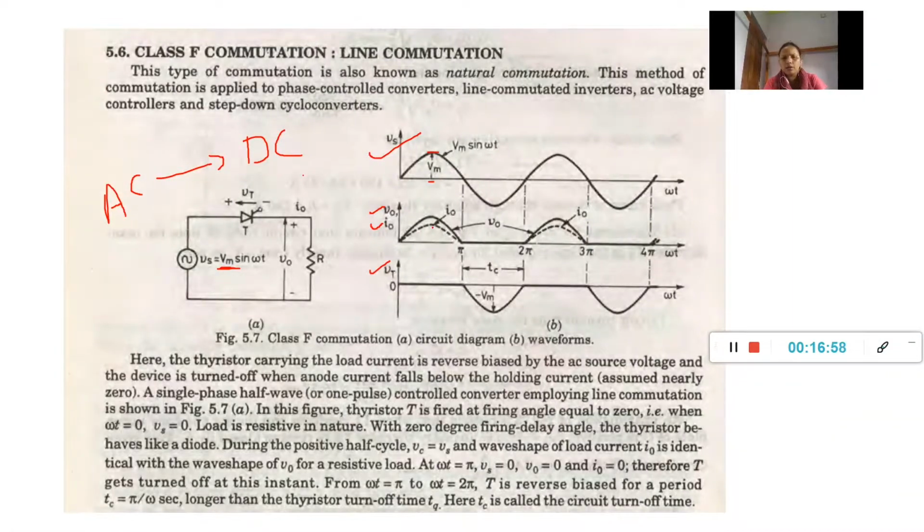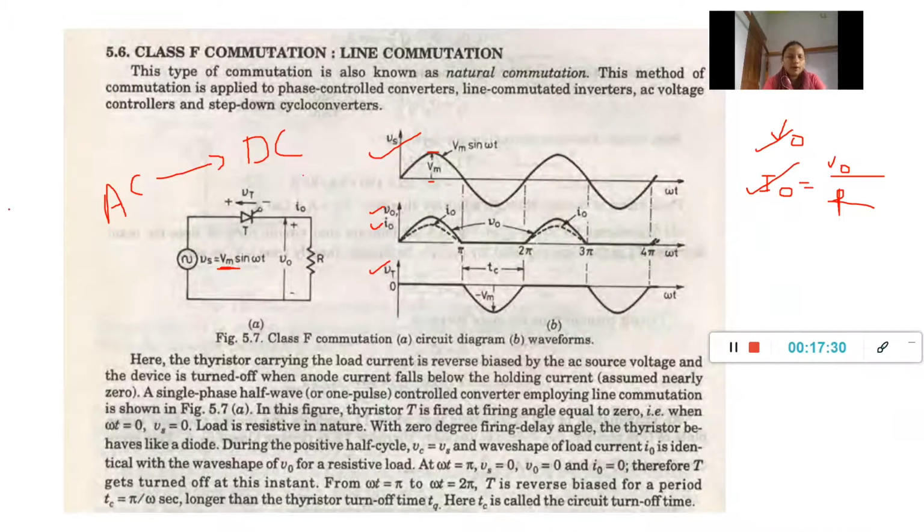V0 and I0 both have different magnitude. Why? Because V0 is the output voltage, but I0 is equal to V0 divided by R. That's why the magnitude of V0 and I0 are different.